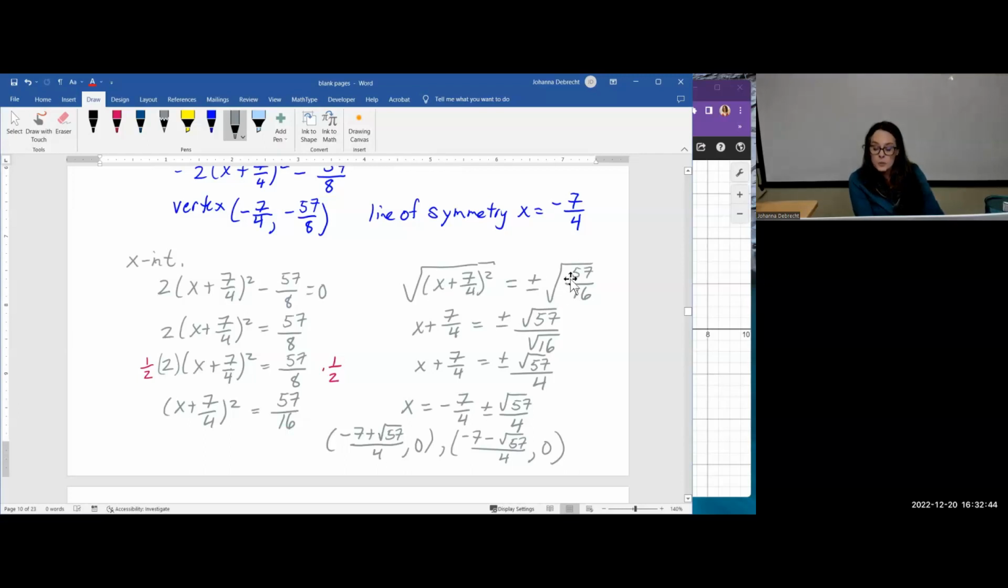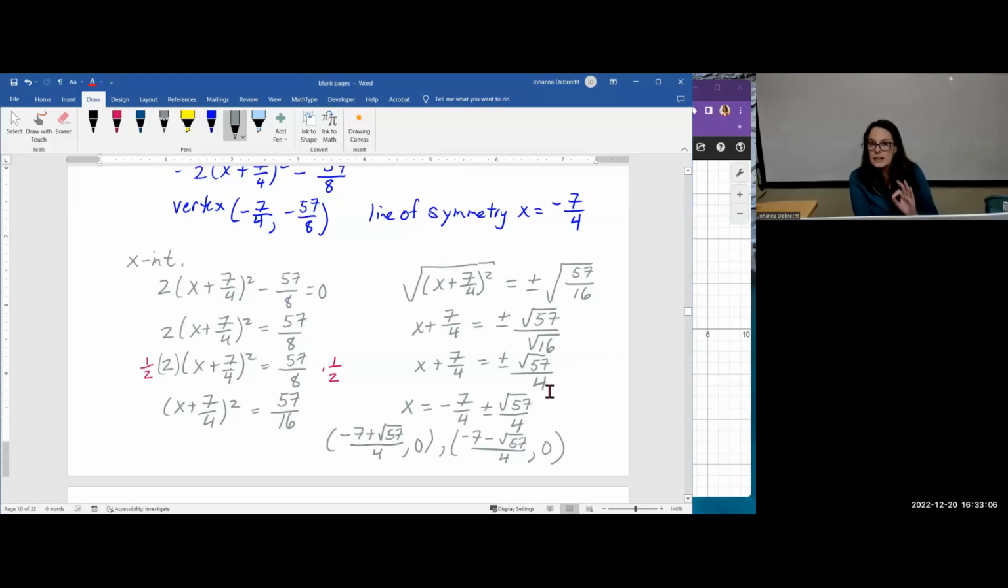Then I take the square root of both sides. The side with the variable does not get a plus or minus, but the side across from it does, because we don't know anything about x. So the side without the x gets the plus or minus. Remember that you can split radicals across multiplication and division. So that gives me square root of 57 over 4.